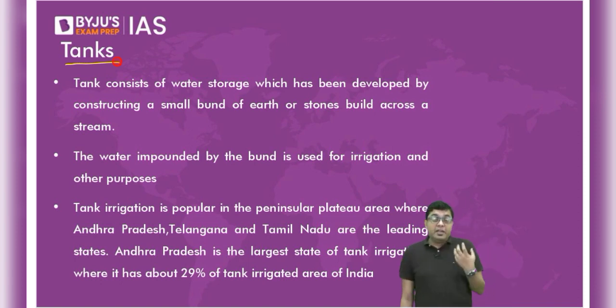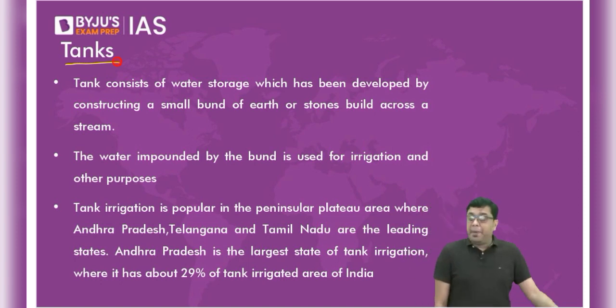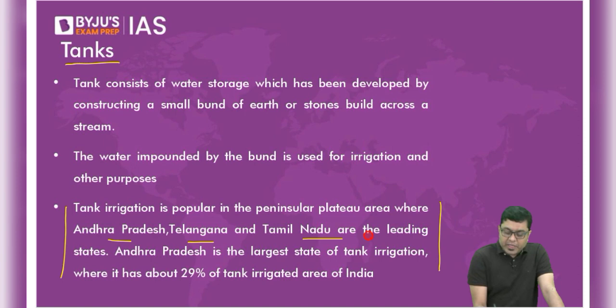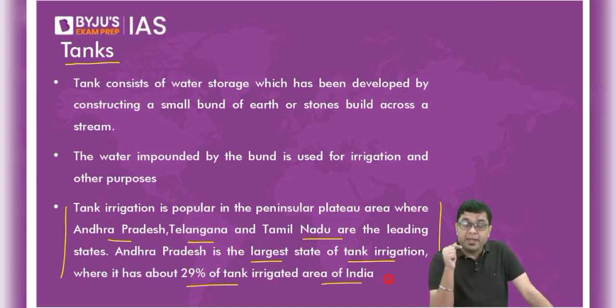Whereas in the peninsular part of the country, typically states such as Andhra Pradesh, Telangana, and parts of Karnataka, where you have hard rocky bases, the construction of tanks is very easy. All that you have to do is find a low-lying area and put certain rocks around, and water will accumulate in that area. So you will find a lot of tank construction to be naturally present in southern India, and that too the peninsular part. So tank irrigation is popular in the Peninsular Plateau, where Andhra Pradesh, Telangana and Tamil Nadu are leading. Andhra Pradesh is the largest state for tank irrigation, with 29% of the tank irrigated area in the country.